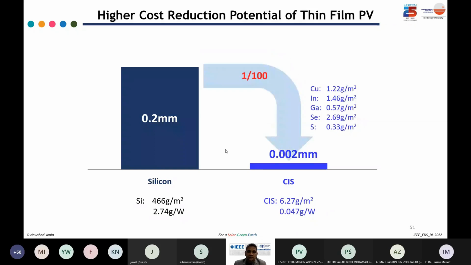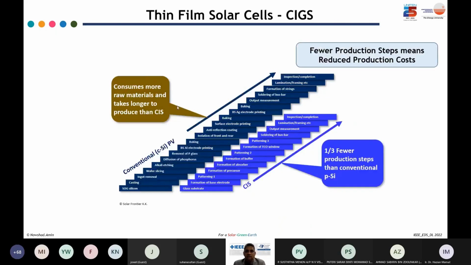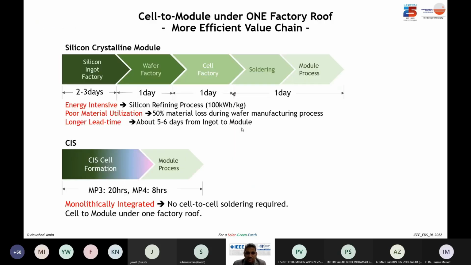The main advantage of CIS, or this kind of copper indium diselenide based solar cell, is that material usage is 1 over 100. That means we are using roughly 6.27 gram per meter square, which, if you compare with 466 gram, you can really understand how much less it is. Also, CIGS solar cells have the advantage of making the solar panels in one single layout or one single lab. In conventional silicon, somebody is making the ingot, somebody is slicing it, somebody is making PN junctions, somebody is making the panels. So there are different stakeholders, which takes time as well, and a lot of manufacturing processes. However, in CIS, it takes one third fewer processes to make the solar cell. So of course there is a cost reduction in this case.